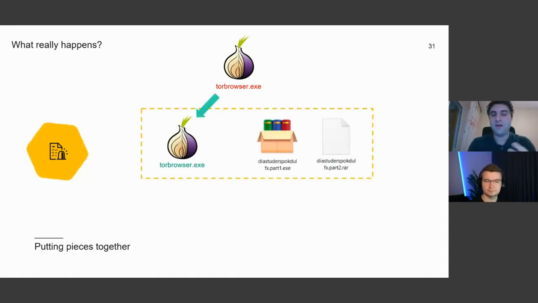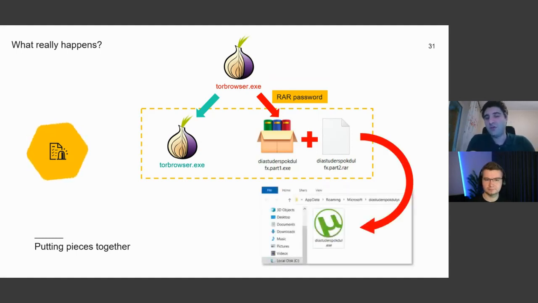So once they did that, you can see here, if we put the pieces together, you have the malicious extractor which extracted the actual legitimate tor-browser.exe, which then extracted two more files, where part1.exe had the RAR password, plus it knew how to extract another file, which was the actual malware. So this is pretty interesting, Vitaly.